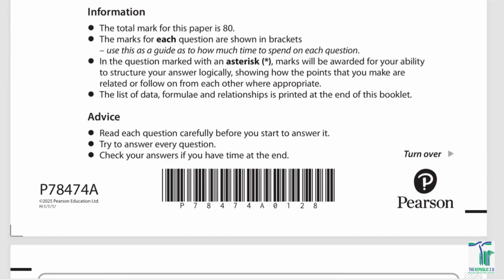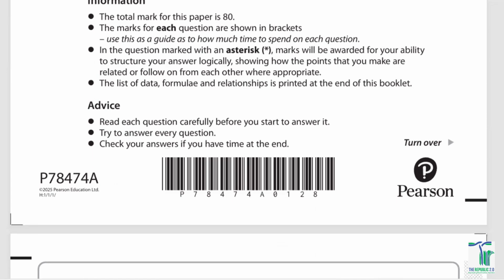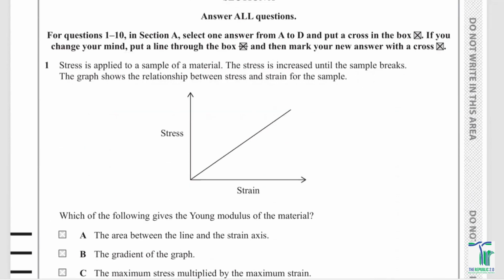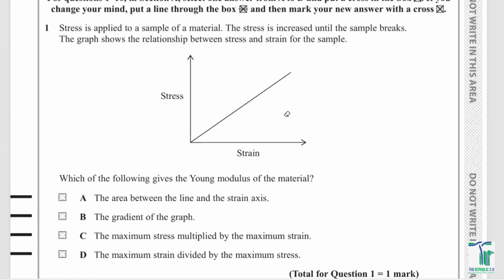First of all, in part one of this video, we are going to talk about the multiple choice questions of this paper, and here we're going to start from question number one. Question number one says that stress is applied to a sample of material, and you have got a stress-strain curve. Which of the following gives the Young's modulus of the material?